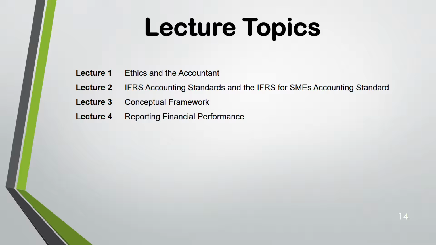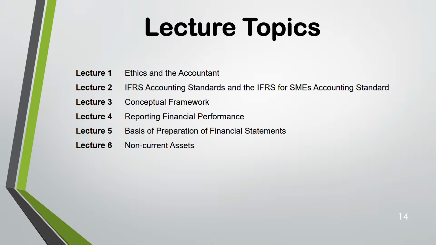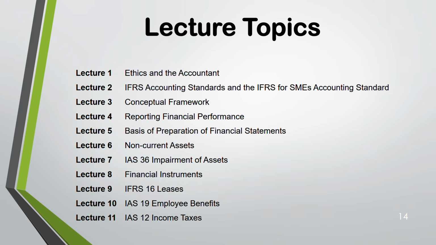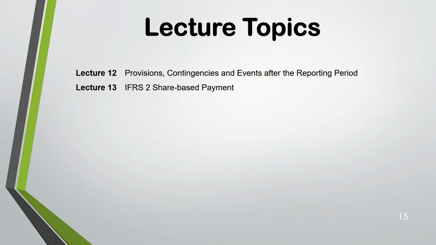IAS 34, IFRS 18, like that. Next, basis of preparation. So here we are going to go in IFRS 18. Then non-current asset. This is going to cover so many standards. As I told you, IAS 20, 23, IAS 16, IAS 38. Then impairment. Then financial instrument, leases, employee benefit, income tax, provision, share-based payment, conceptual framework for group accounting.